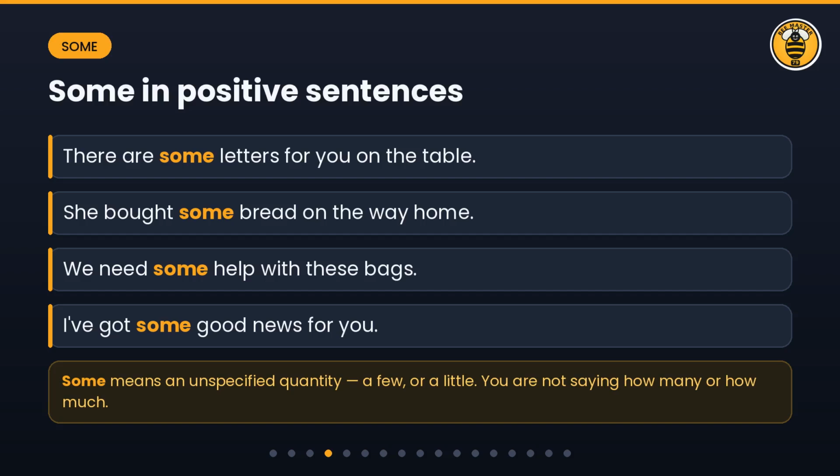Let's look at some in action. There are some letters for you on the table. She bought some bread on the way home. We need some help with these bags. I've got some good news for you. In every one of those, some simply means an unspecified quantity. A few letters, a little bread. We are not saying how many, and we are not saying how much.